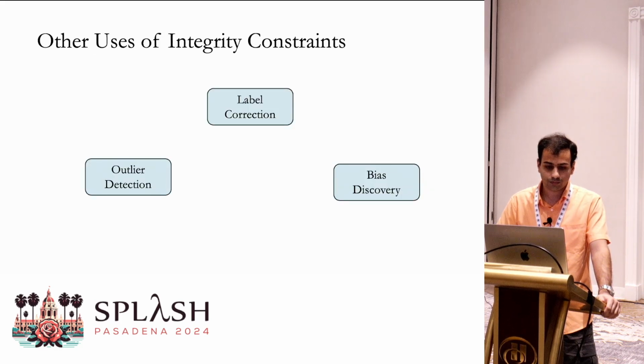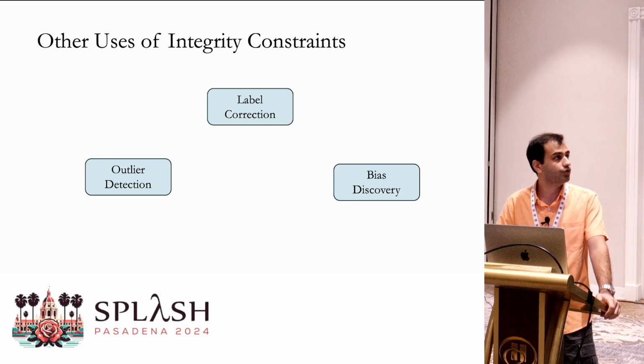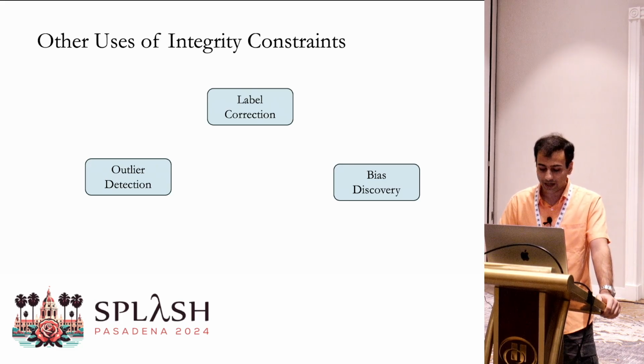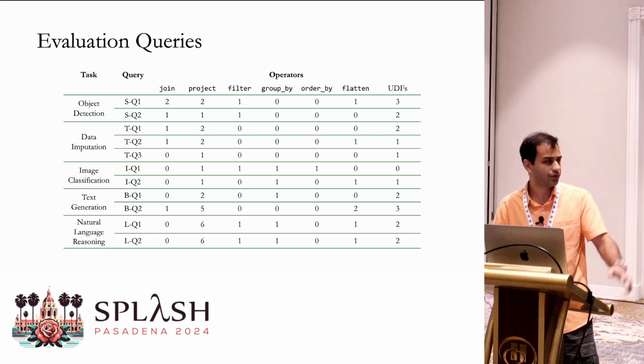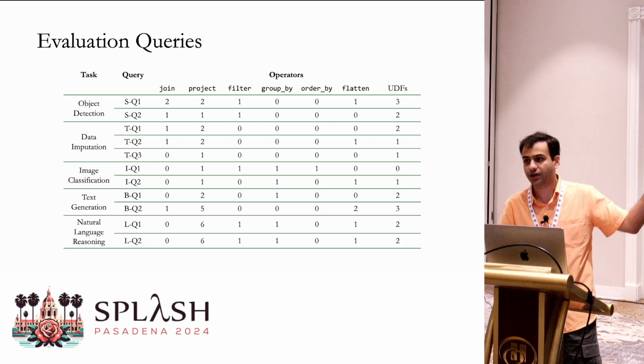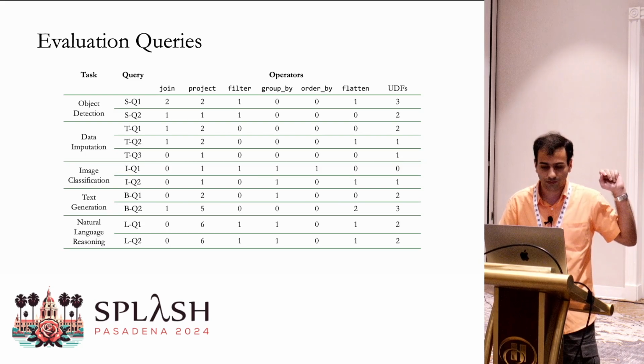And so we look at other uses of integrity constraints as well, and they include label correction, outlier detection, bias discovery, and in general, we implement all of these queries, but for evaluation, we consider 11 of those over 5 different tasks. And here are some numbers as to the number of operators in every single query, but it's kind of a lot of detail.